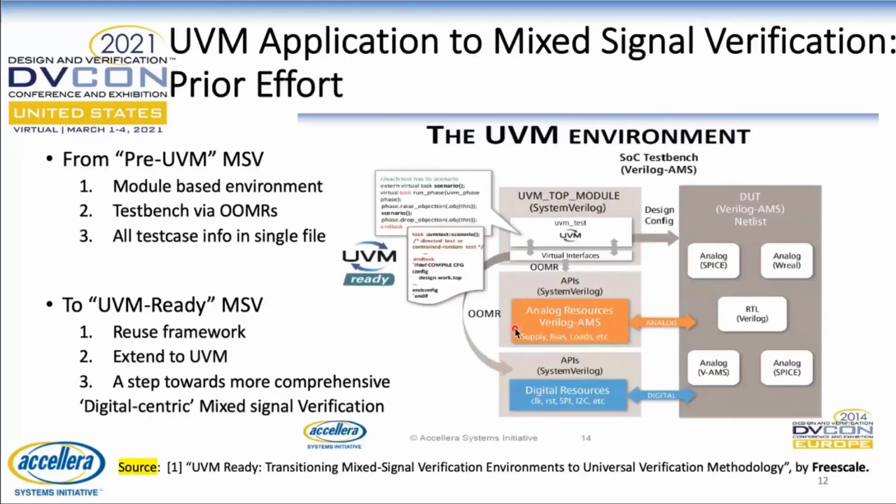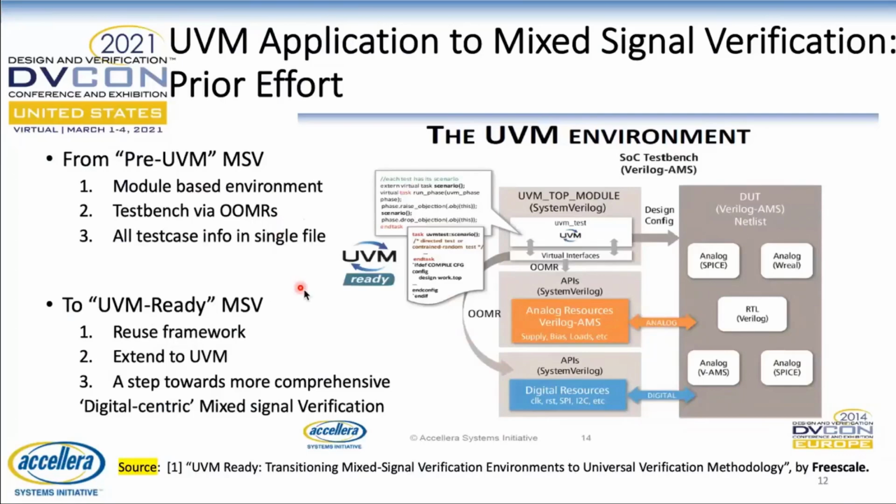First, let's rewind back to sometime in 2014. At this time, mixed signal verification was typically performed using traditional module-based verification approaches. We could refer to this approach broadly as the pre-UVM mixed signal verification. In such an approach, both the design and the test bench were defined via modules. The stimulus for the test bench was also often generated via modules, while out-of-module references, also known as OOMRs, were used in the test bench to either drive stimulus into the design or monitor results. Quite more often than not, all test case information was also provided in a single file.